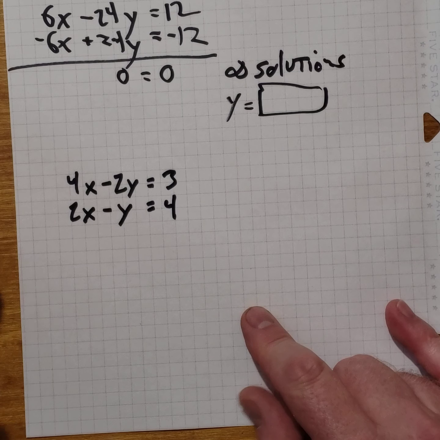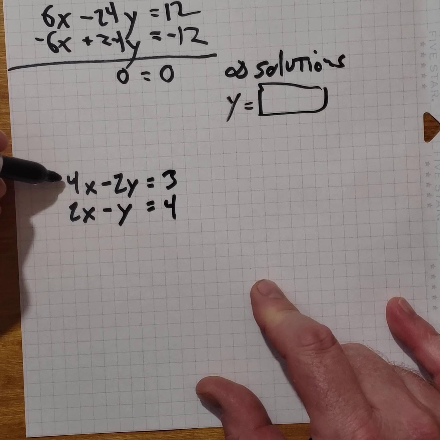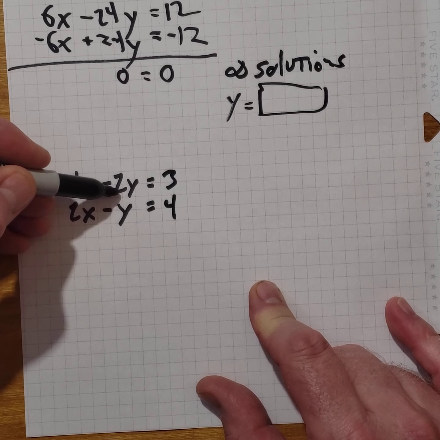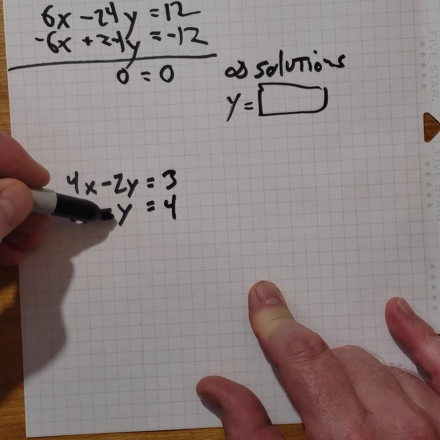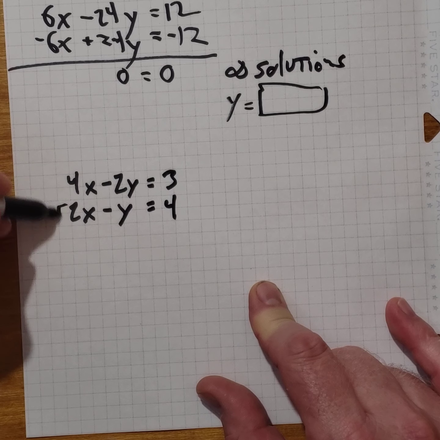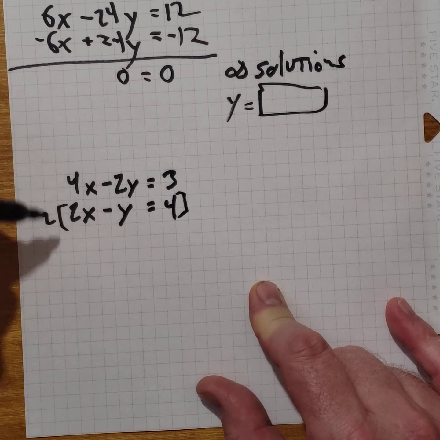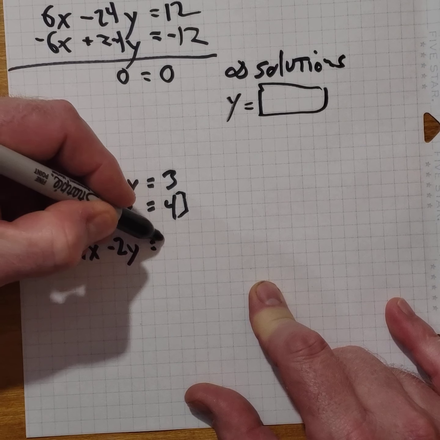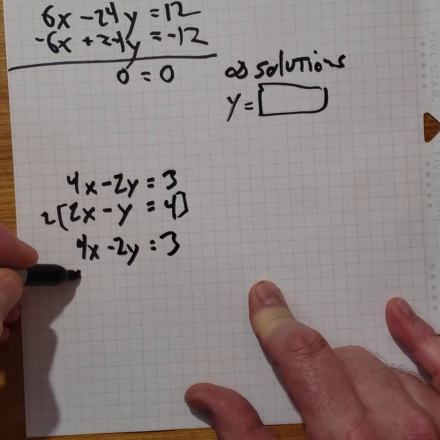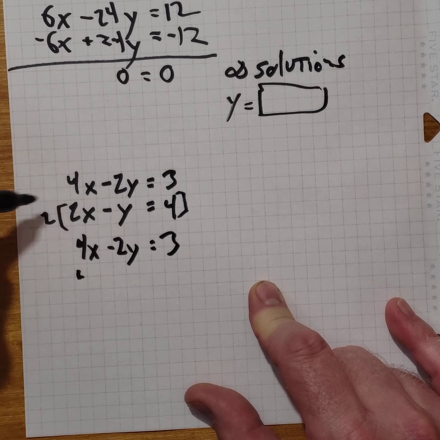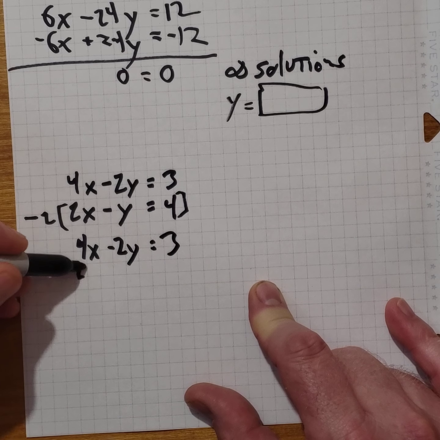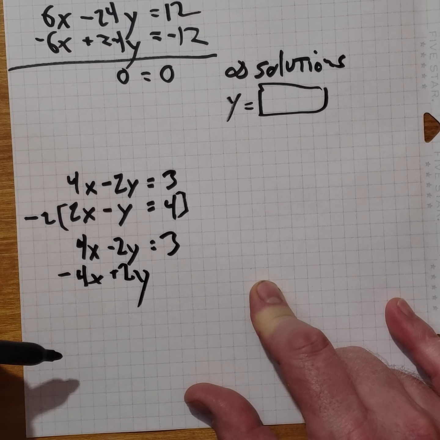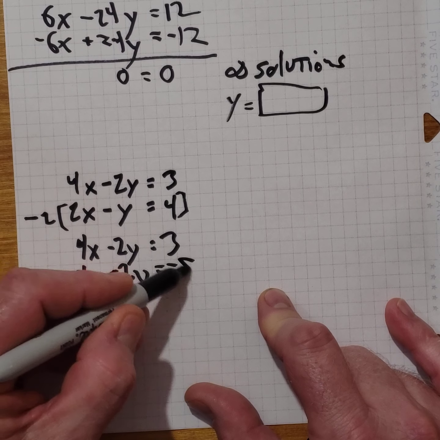Similar situation here. If we want to cancel, I'll cancel the y's this time. I need a 2y down here. That's easy to get just by multiplying the bottom one by 2. So the top one is still 4x minus 2y equals 3. The bottom one's going to be, I've got to change the sign, right? So multiply by negative 2. I'll get negative 4x, positive 2y, and then a negative 8 over here.